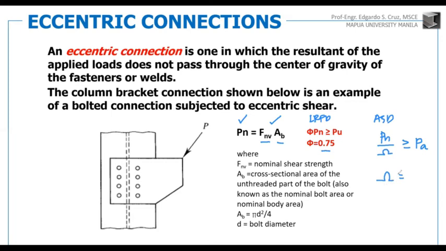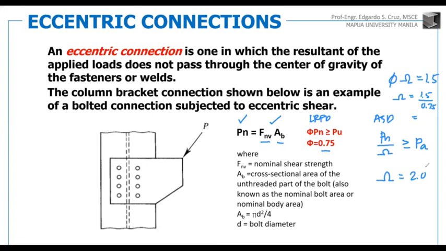O paano sinosolve yung safety factor? It's just the 1.5, diba sabi ko, yung resistance factor when multiplied with the ohm is always 1.5. So therefore, the ohm would just be equal to 1.5 divided by the resistance factor of 0.75. And that would be 2. So ang ohm natin for ASD is 2.